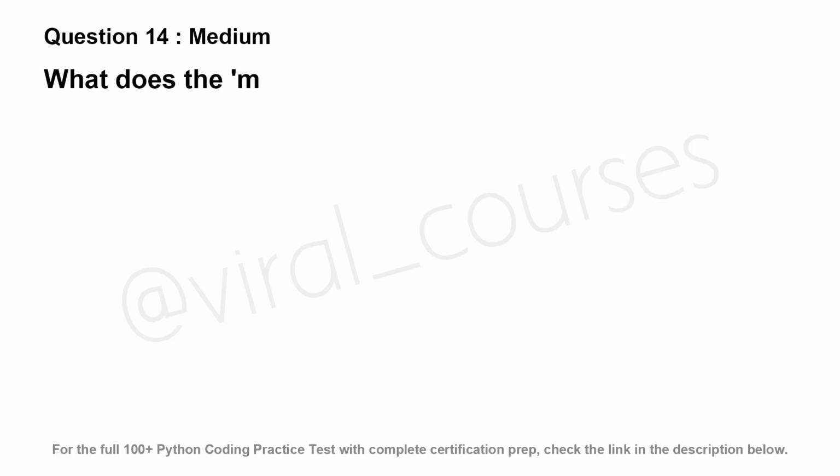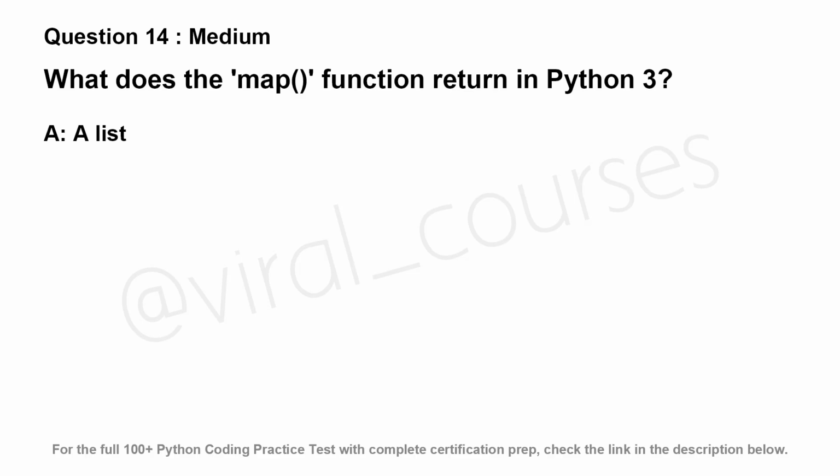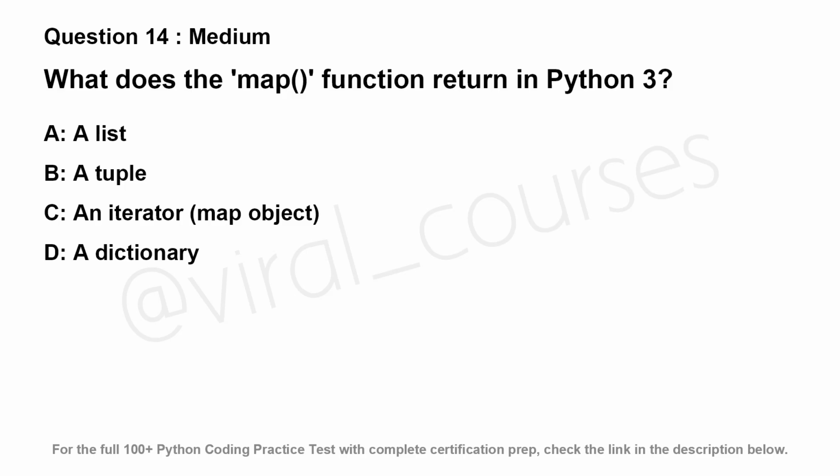What does the map function return in Python 3? Option A. A list. Option B. A tuple. Option C. An iterator, a map object. Option D. A dictionary.